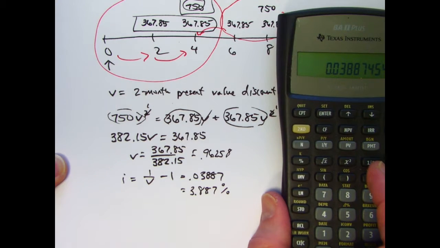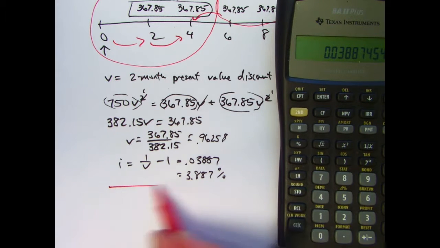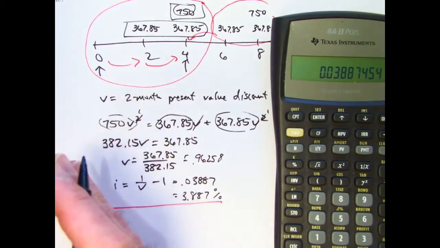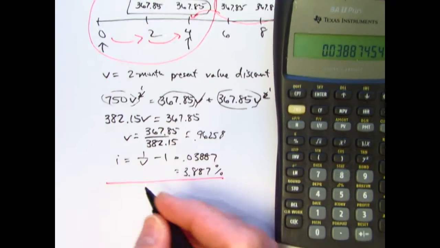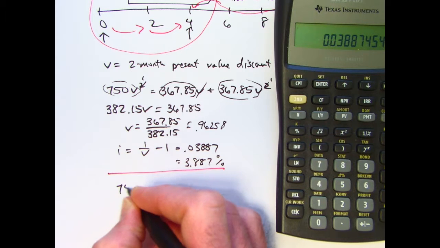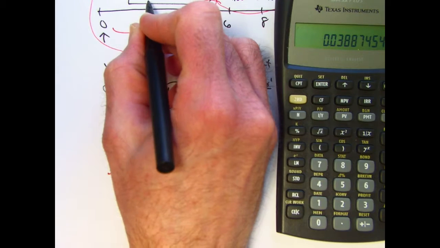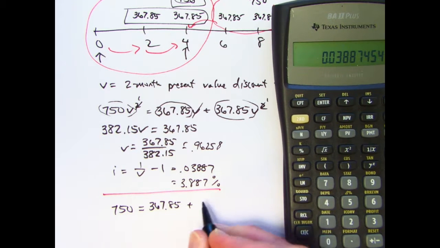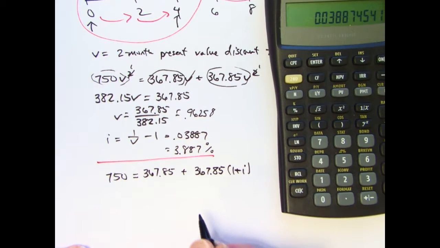Okay, let's see how we do in time. Maybe we should go ahead and solve this a second way. Let's also demonstrate that we could have solved it by finding the equivalent value at time 4, by thinking about pushing amounts into the future. The 750 and this 367.85 are already at time 4. So I could say 750 equals 367.85. And then with this one, I need to put that 2 months into the future. Again, i will be a 2-month rate, so I can just take that 367.85 and multiply it times 1 plus i, where i again is a 2-month interest rate.